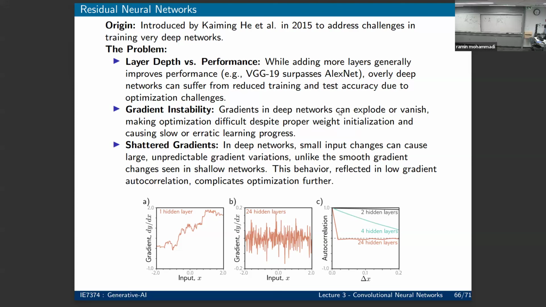And there's another one called shattered gradients. Shattered gradient is this scenario: if you have a shallow network, the gradient behavior with respect to the data is kind of predictive. If your data input increases, the gradient also goes up. But the concept of shattered gradient is that as you go to deeper layers, the gradient fluctuates randomly. It doesn't follow any patterns anymore. So that's called shattered gradient.